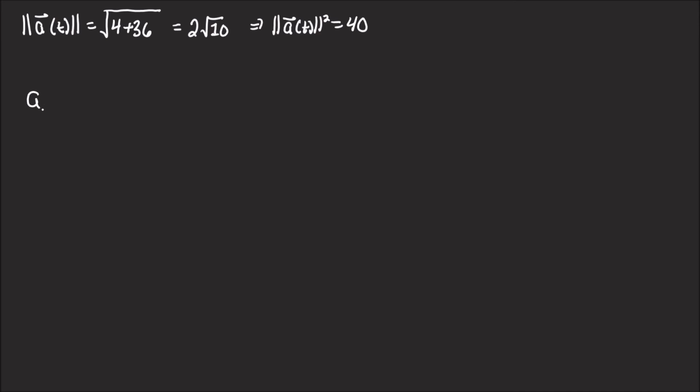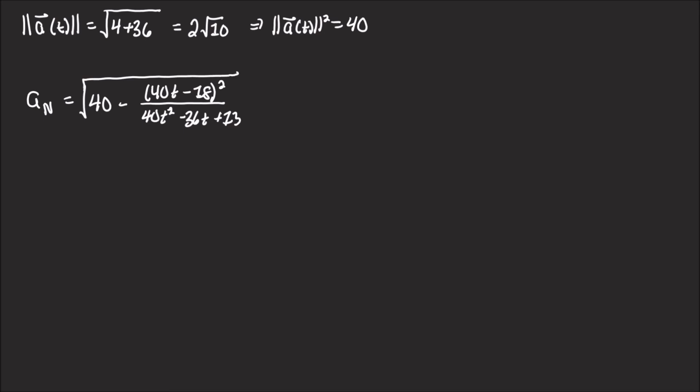So the normal component is the square root of the magnitude of acceleration squared minus the absolute value of the tangential squared. So it's 40t minus 18 squared all over 40t squared minus 36t plus 13. And now this is going to be pretty intensive algebraically.